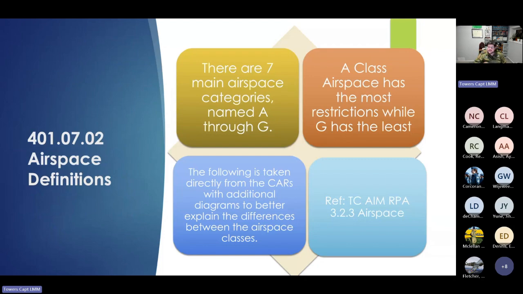Airspace definitions and categories. Classifications. There's 7 main airspace categories named A through G. A-class airspace has the most restrictions, while G has the least. The following is taken directly from the CARs with additional diagrams to better explain the differences between the airspace classes. For glider pilots, Transport Canada places a high emphasis on classes B and C.